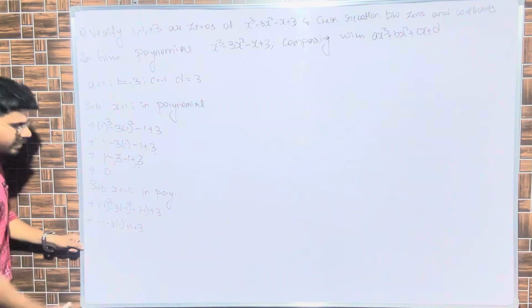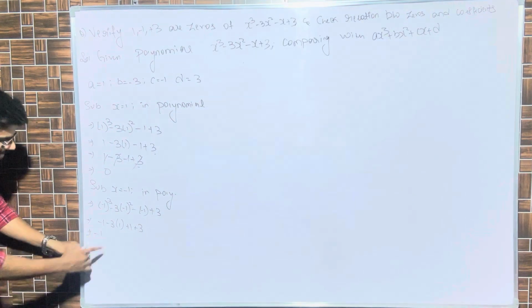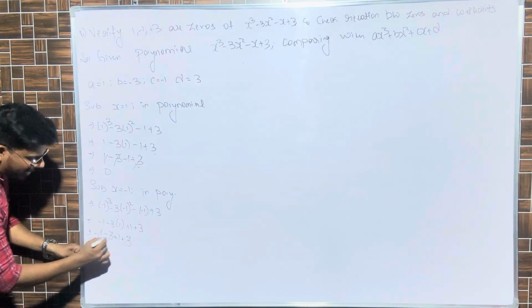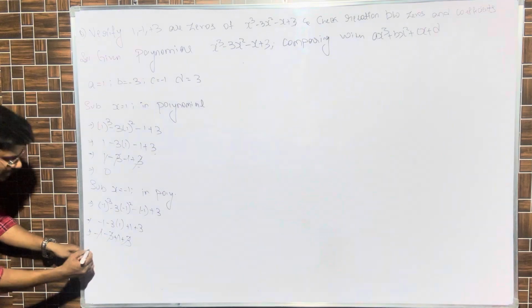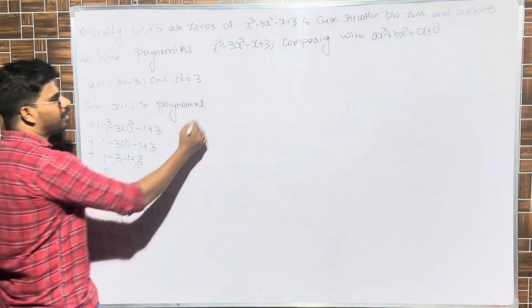This is 1. Yes, my bad. Okay. So it is minus 1 minus 1, minus 3, plus 1, plus 3. Plus 3 minus 3 cancel, minus 1 plus 1 cancel. This is also a 0 of the polynomial. We confirm 2 of the terms. One more term is there.